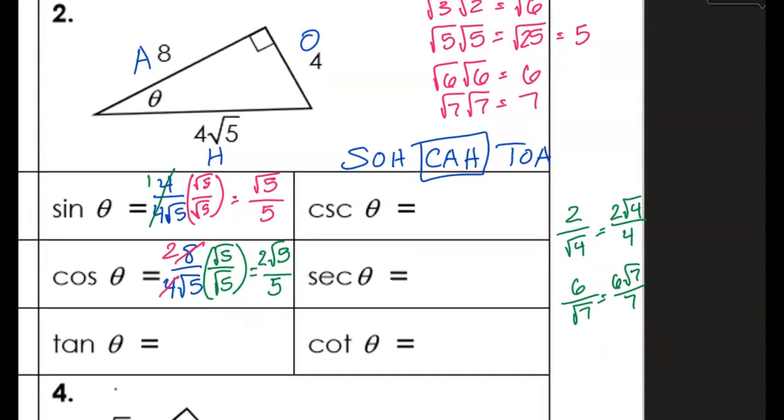All right. Tangent, TOA, is O over A. I'm now dealing with this portion, TOA. So O over A gives me 4 over 8. And this one is simple. I don't have a square root at all. I just have to simplify. 4 over 8 can simplify down to a half.